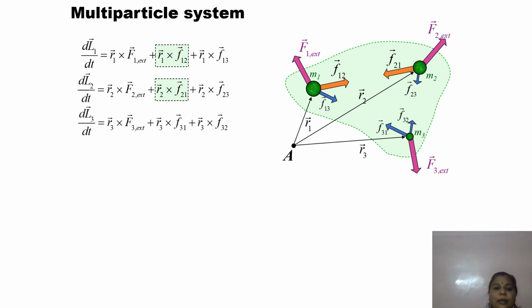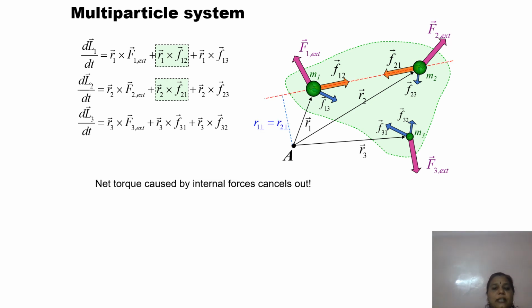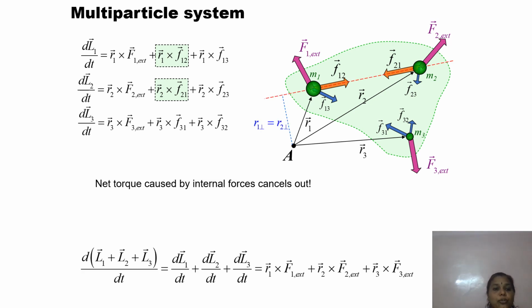Similarly, we can write the change in angular momentum for the second mass as well as the third mass. Here you can see similar terms appearing: F12 and F21 are equal and opposite, which cancel each other when we add all three equations. Again, F13 is equal and opposite to F31, and F23 is equal and opposite to F32. All these terms cancel, and you are left with only the contribution of the external forces in each case.